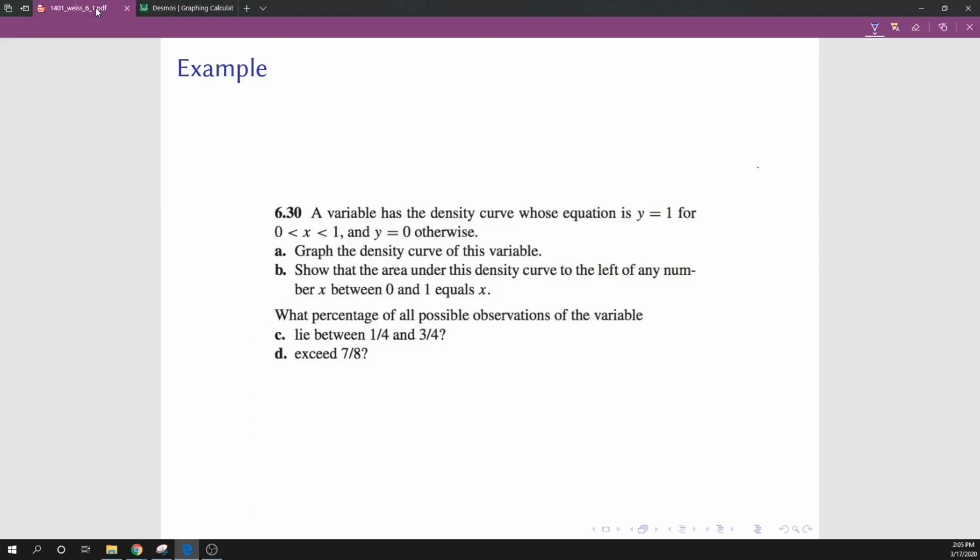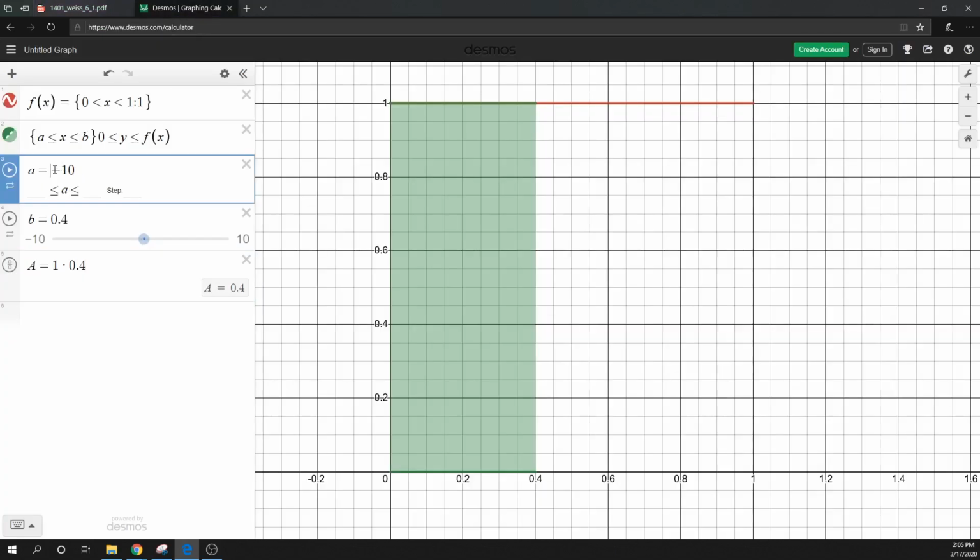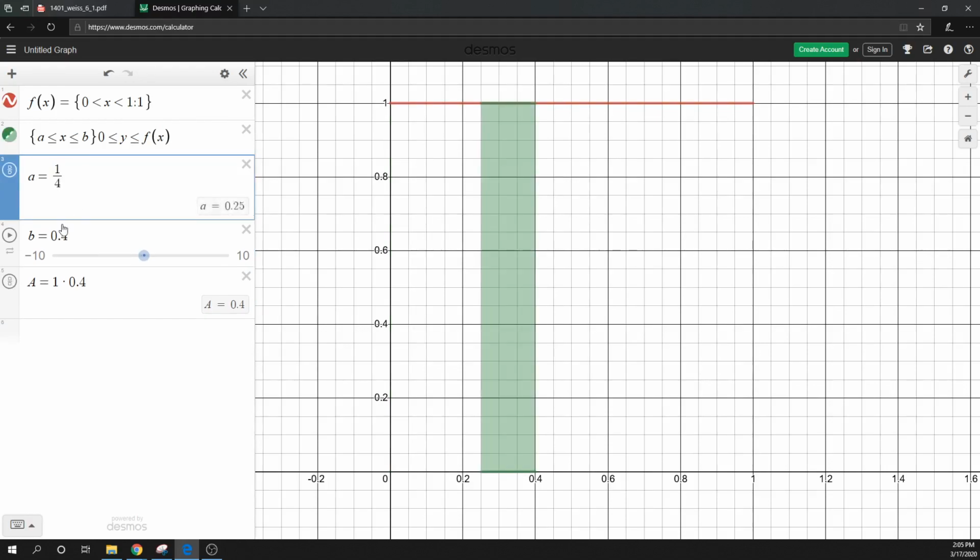Okay, so that's what they're getting at in part B. Parts C and D are more like the questions that I'm going to ask you on the test. What percentage of all possible observations lie between 1/2 and 3/4? Okay, so I'm going to sketch that out. 1/2 and 3/4.